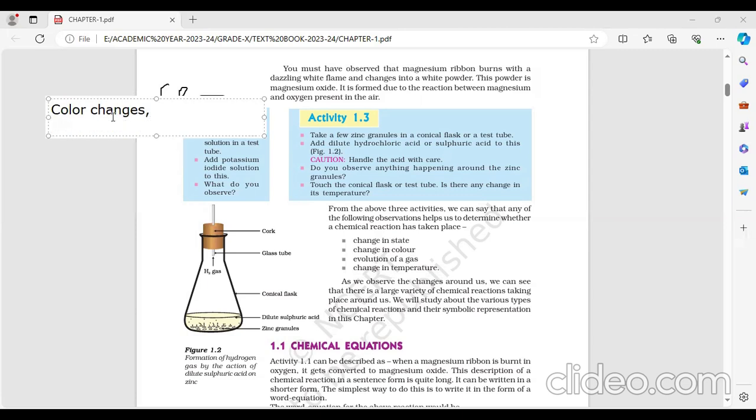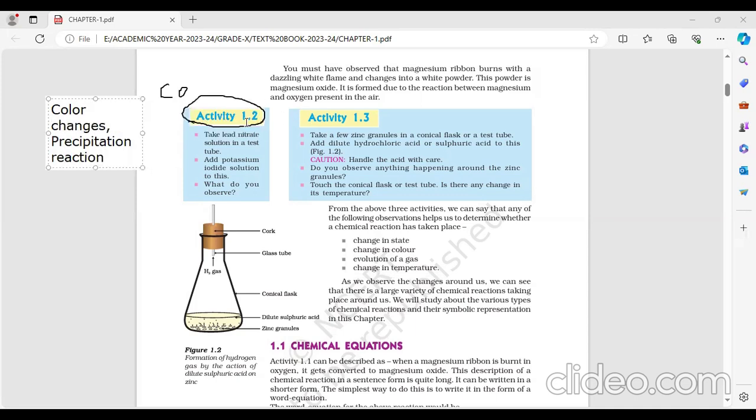Yellow color, that also I'll explain. And the second one is also known as the precipitation reaction. Why precipitation? What is precipitation? Everything you will understand now. So, activity 1.2: in activity 1.2, you are going to study two points. You should remember two points. One is the color change, and also a precipitate will form in this reaction.